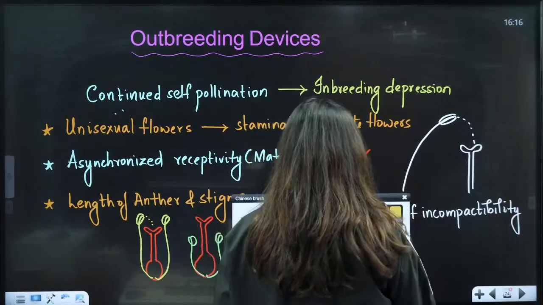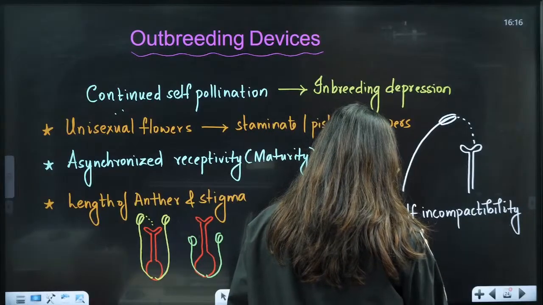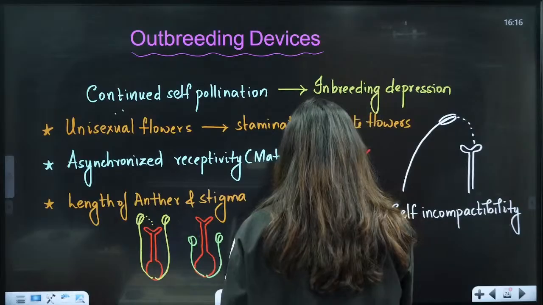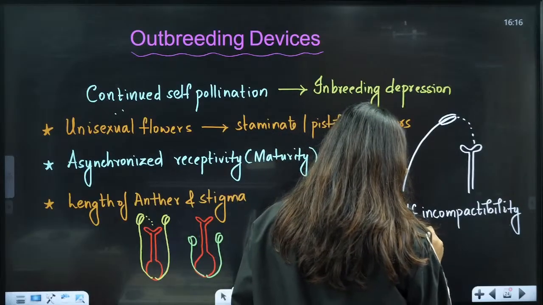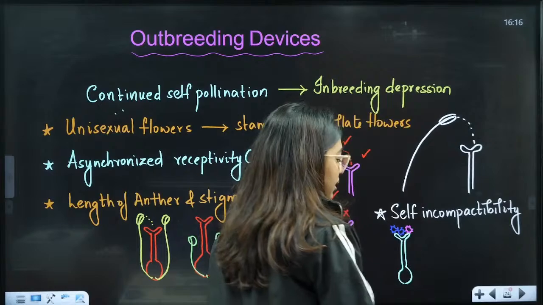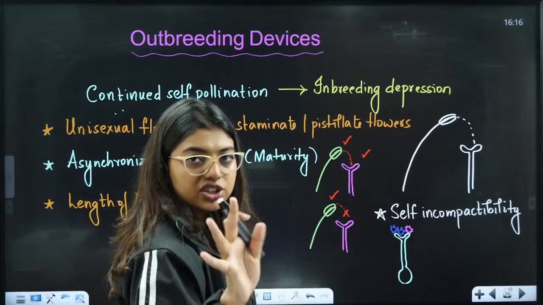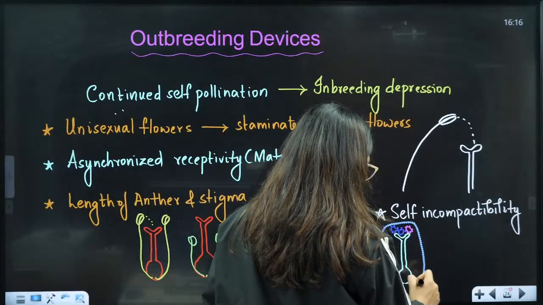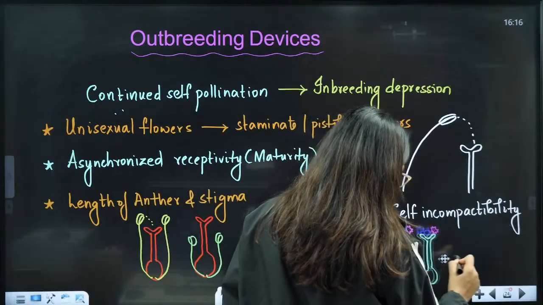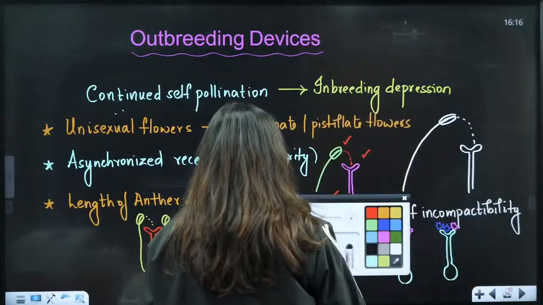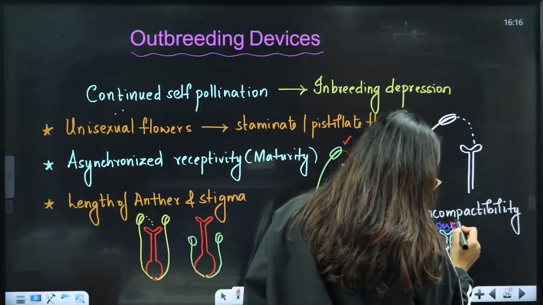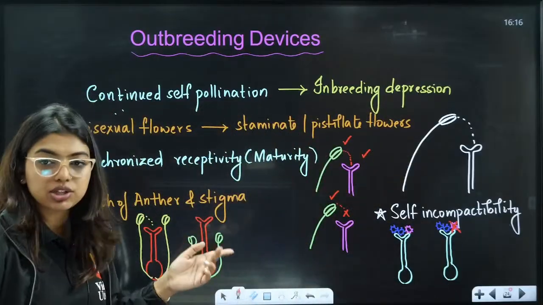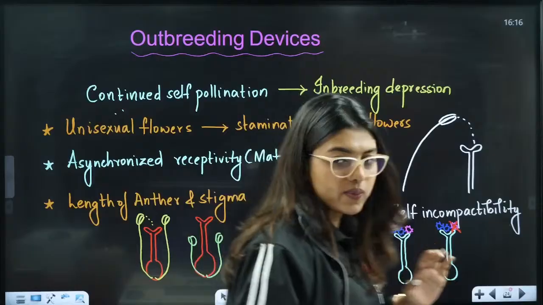Now pollen grains have fallen. Blue color pollens are from other plants, and pink ones are all self pollens, coming from the same plant. Now this instruction is given to the stigma telling that you do not accept the self pollen, you only accept other pollens. So what is the stigma going to do? It is going to completely reject the self pollen, and it is going to allow the other pollens to germinate. Clear to all of you?